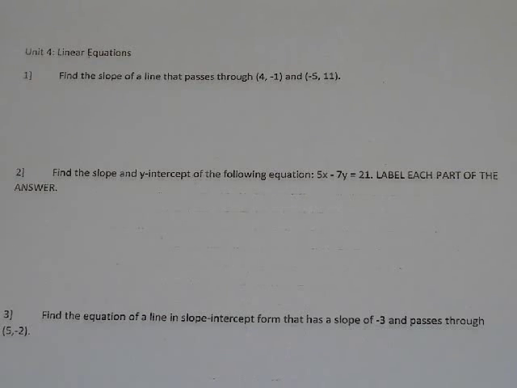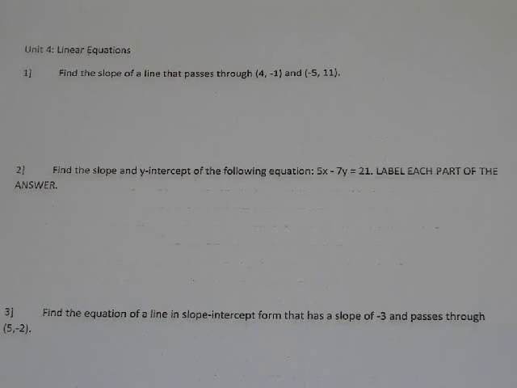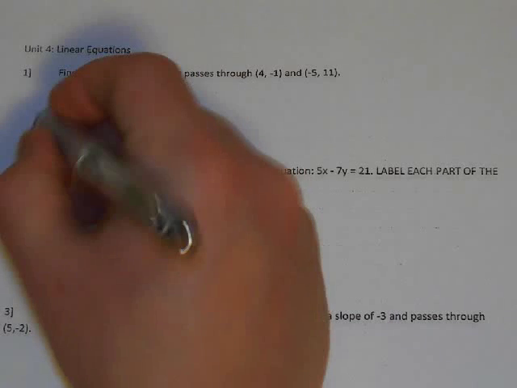Welcome to Unit 4 of the final review. Number 1, we're trying to find the slope of a line that passes through 2 points.